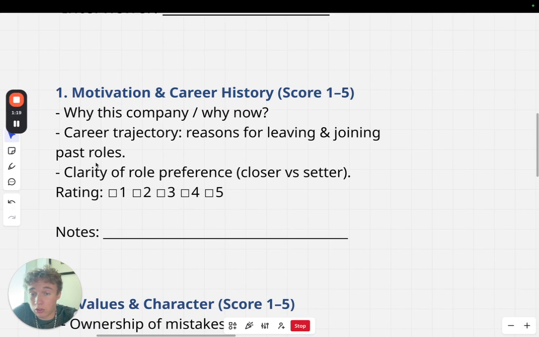So essentially, you're going to walk them through a few things, right? Career trajectory, reasons for leaving and joining past roles, clarity of role preference, closer versus setter. See as well how they speak about their previous employer, their previous manager. That tells you a lot about a person, and that will help you map things out. And also, you want someone who's ambitious, right? You can tell through how someone speaks. What they say is one thing and how they say it is another, right? So really be able to pick up on these things and then rate them. And then add some extra notes. There's always little notes here and there that are going to be really useful for you to remember. I will just write them directly in the interview.